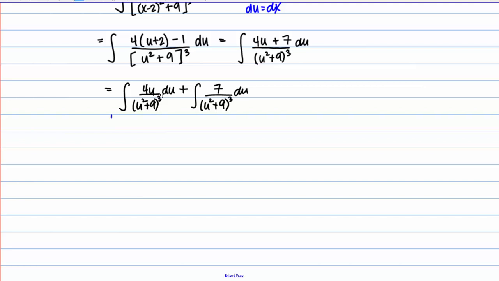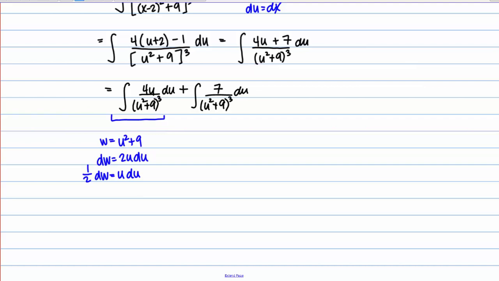We'll start with this first integral. This one's actually not too bad. So notice I have a u squared plus 9, right? So u to the second power in the denominator, and I have this 4u in the top. So maybe just a u substitution would work to solve this problem. So let's use w and say w equals u squared plus 9. So then dw is going to be 2u du. Or I could say that 1/2 dw equals u du.